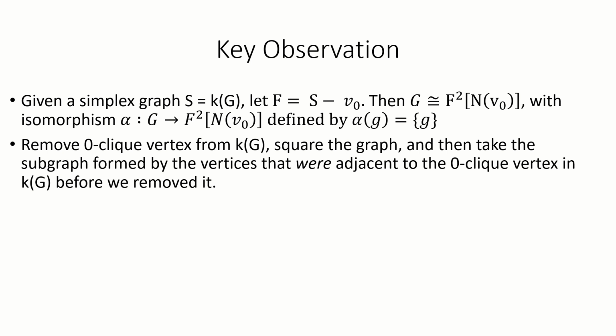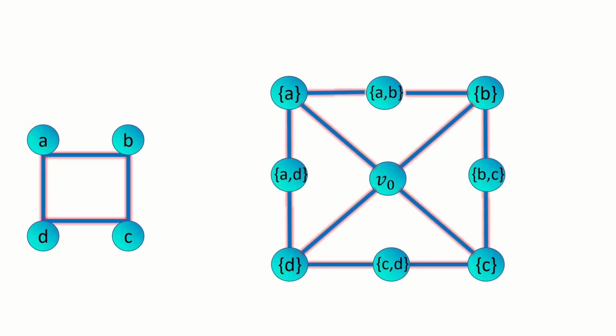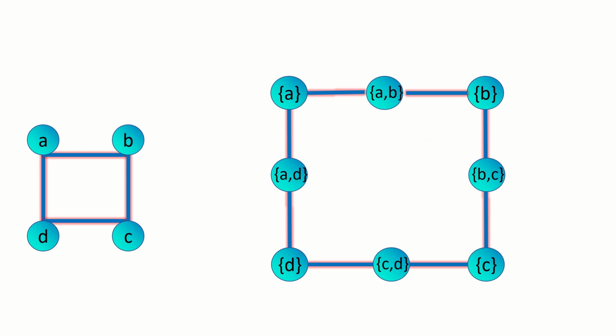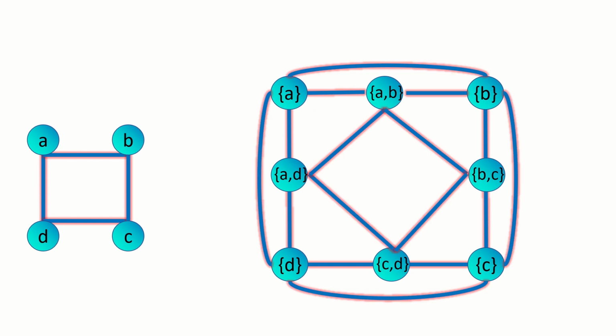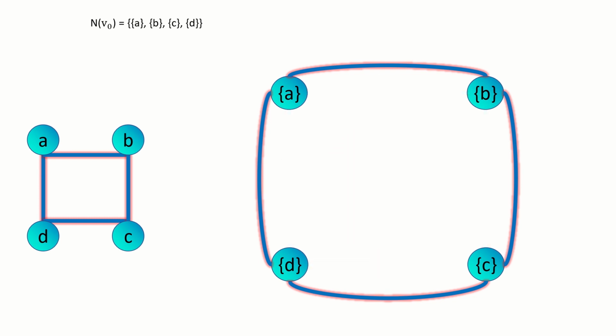Before we prove this, let's look at an example. Here's a graph together with its simplex graph. Now if we remove the zero clique vertex, we get this graph. And if we then take the square of that graph, we get this graph. Finally, if we take the subgraph induced just by the one clique vertices, which are the neighborhood of the zero clique vertex, we get a graph with the same structure as our original.